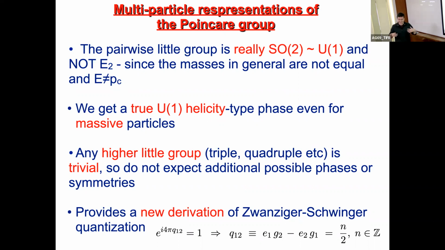So you get this helicity type quantum number, even though neither the electron nor the monopole is actually a massless particle. Of course, what will be massless is the electromagnetic field, and there are photons there, so it's not super shocking.